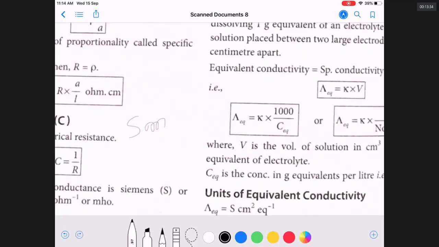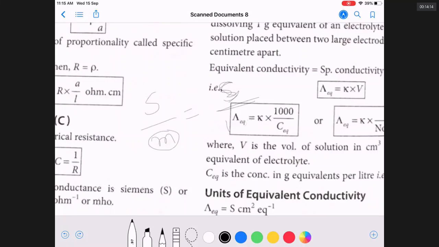Do you know how to convert them? Siemens per meter. You don't want meter, so if you want to put centimeter, how many centimeters is equal to 1 meter? By 100. So Siemens per meter is equal to Siemens by 100 centimeters. In other words, Siemens per meter into 100 is equal to Siemens per centimeter. Are you seeing it clearly, sir?